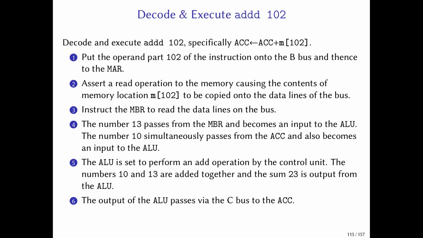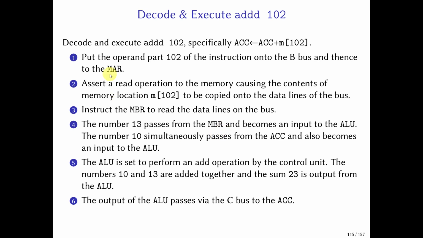had assigned to it a memory cell which had the address 102. So basically what we're going to do is go out to main memory, go to memory cell 102, retrieve 13 from that memory cell, bring it into the CPU, add it to the value that's in the accumulator, which will give us a sum of 23, and then we'll store that 23 into the accumulator, overwriting the value that was previously there. So let's step through that.